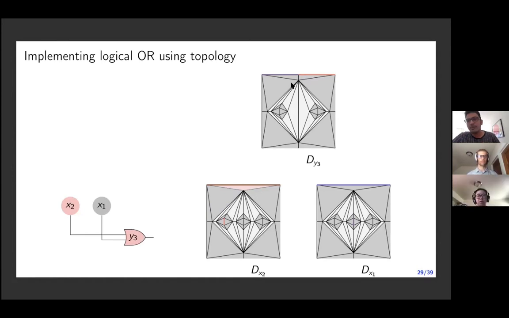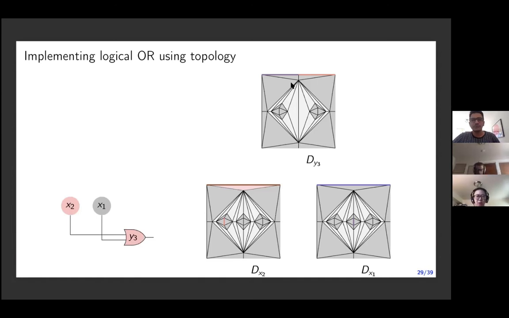So in other words, the way those edges are glued together with the input and then the gate is such that it somehow respects the underlying logic operation. Exactly. Okay.